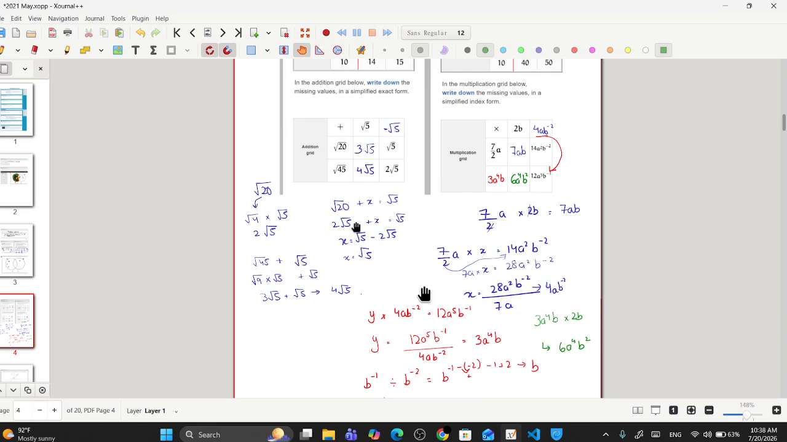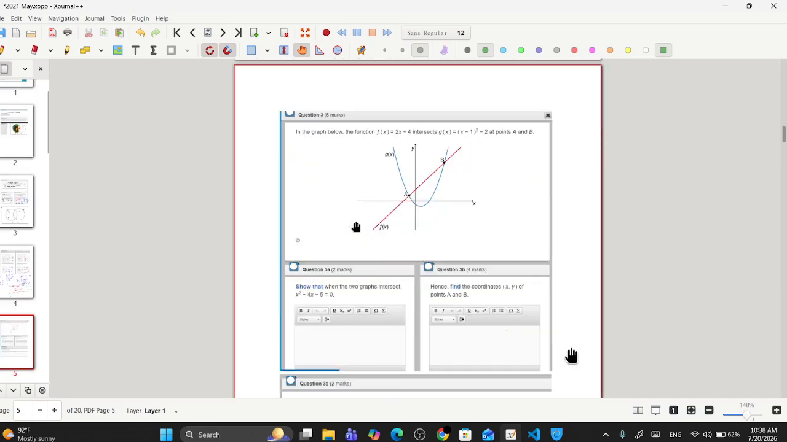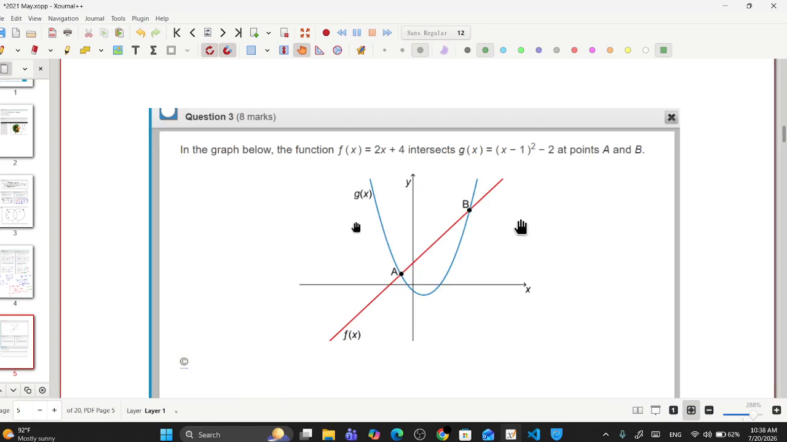Let's try to finish this paper today completely and solve other questions. In the graph below, function f of x equals 2x plus 4 and g of x equals (x minus 1) whole square minus 2 at points A and B.